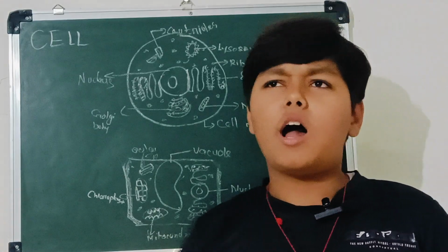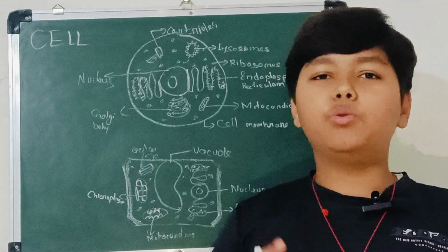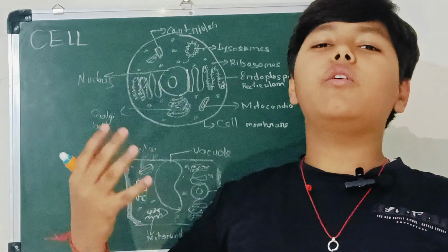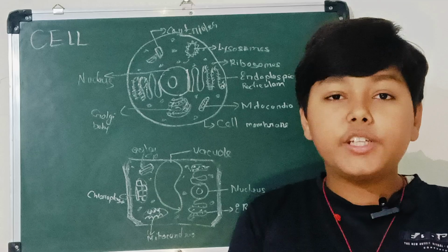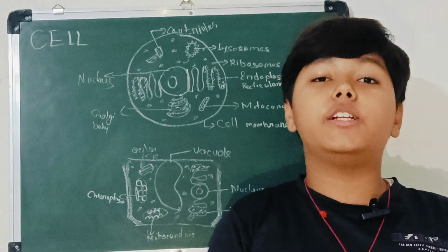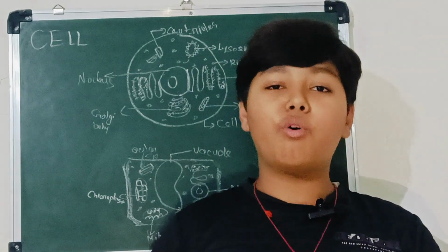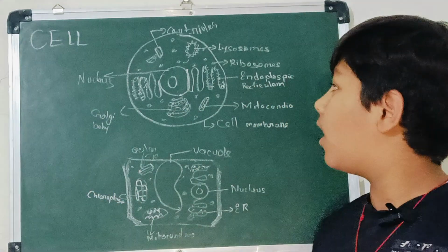Suppose I am a cell, or I have two cells. If my cells will not divide themselves, then I will not grow. So for the division of cells, the centriole helps. Just like there are two cells in my body, it will divide and become 4, divide and become 8, divide and become 16, and so on.